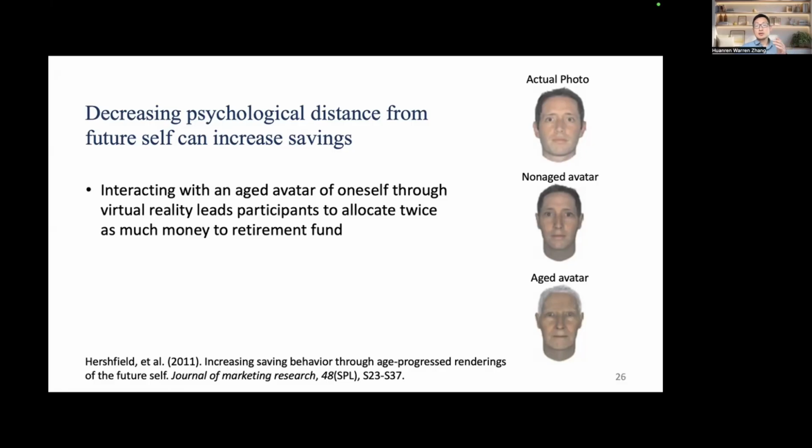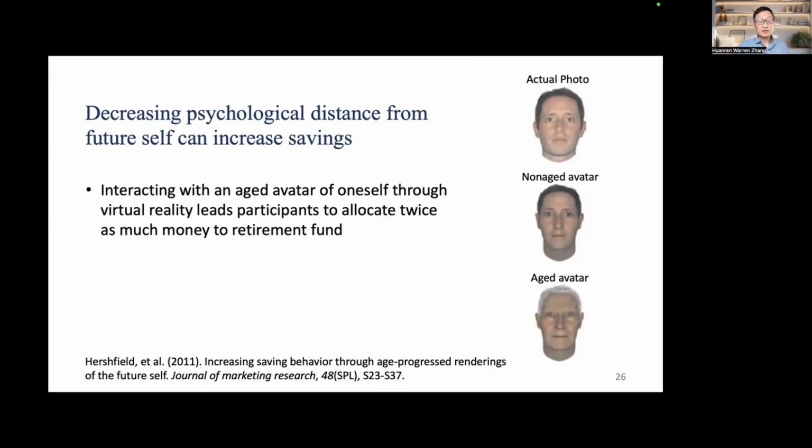So in this experiment, participants come to the lab. Some participants are able to interact with their future self using virtual reality. And so here is an example, right? Here is the actual table, and then based on the table, the virtual reality makes an avatar, which represents the present self, and also an aged avatar, which represents the future self. And it has been demonstrated that interacting with an aged avatar of oneself through virtual reality leads participants to allocate twice as much money to a retirement fund.